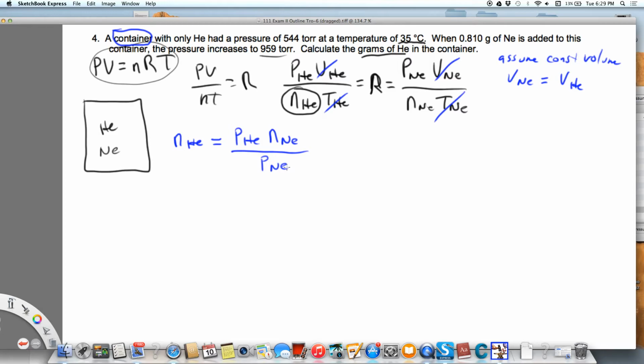What is the pressure of neon? Do we know that? Well, it says the pressure increases to 959 torr. So the pressure of neon isn't 959. It's 959 torr minus 544 torr, which is the pressure of helium. So the pressure of neon is 415 torr. Do we know the pressure of helium? Yes, we do. It says it's 544 torr.